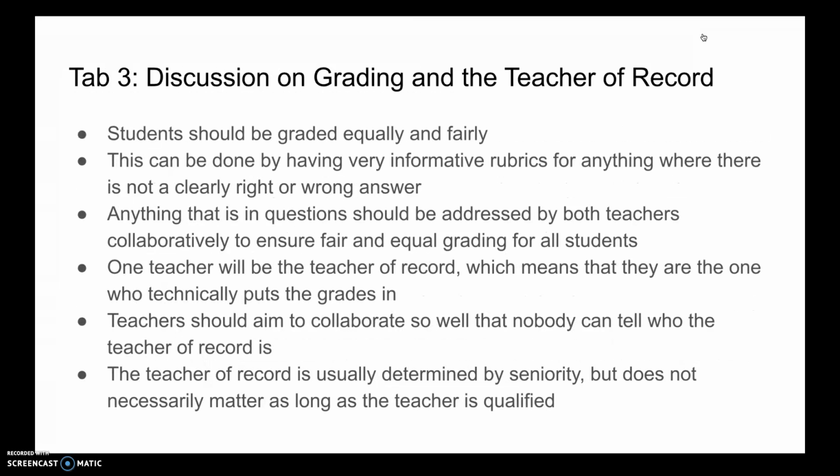Discussion on grading and the teacher of record. Students should be graded equally and fairly. This can be done by having very informative rubrics for anything where there is not a clear right or wrong answer. Anything that is in question should be addressed by both teachers collaboratively to ensure fair and equal grading for all students. One teacher will be the teacher of record, which means that they are the one who technically puts the grade in the gradebook.